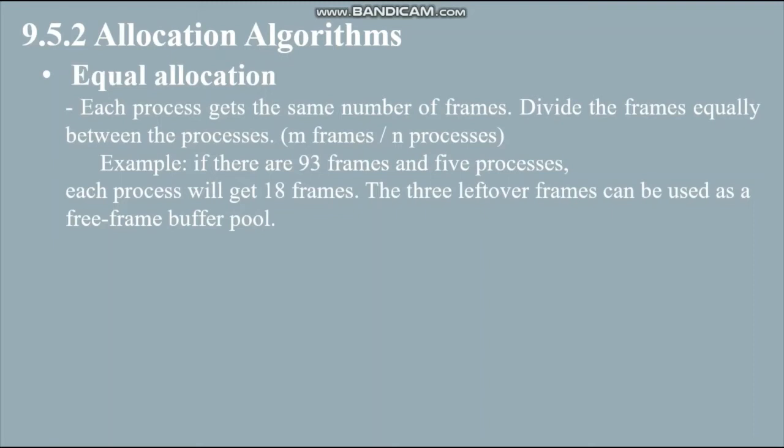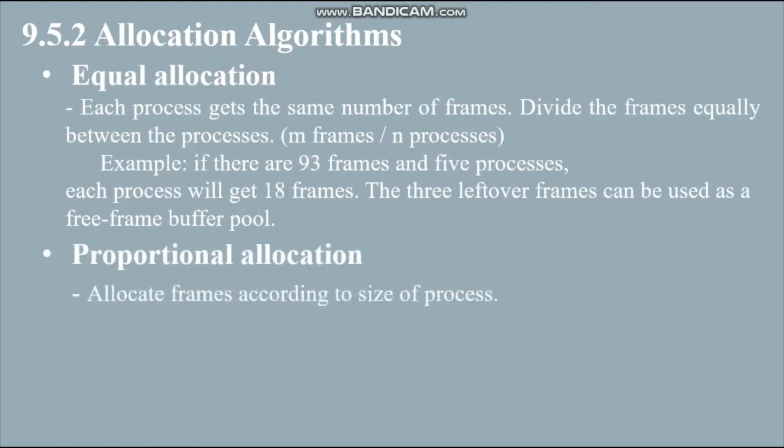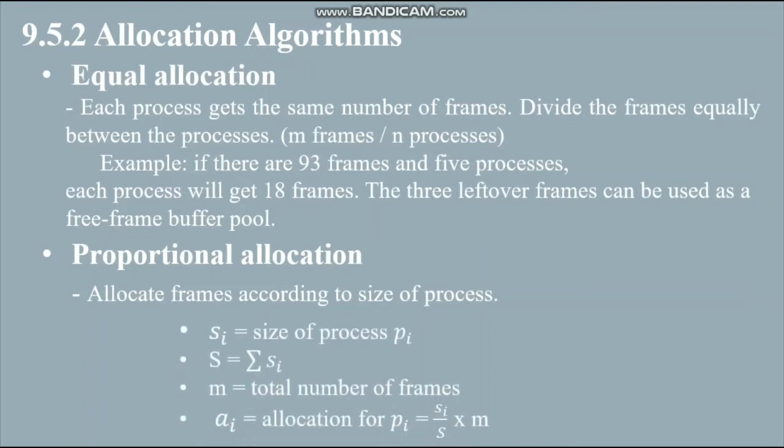Next is proportional allocation. Proportional allocation allocates frames according to the size of the process. Si is equal to the size of process Pi. Then S is equal to the summation of Si. Then M is equal to the number of frames. Then ai, the allocation for Pi, equals Si over S times M.